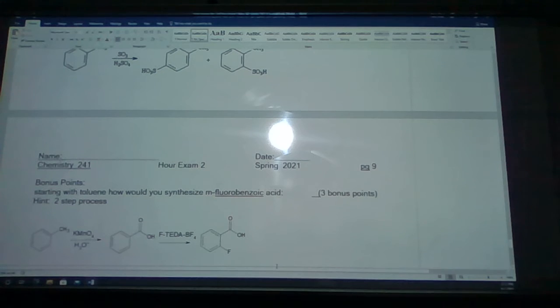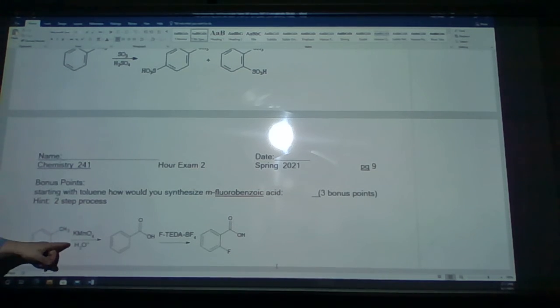And last one. Starting with toluene, how would you synthesize meta-fluorobenzoic acid? The hint was it's a two-step process, so you can't do this all in one step. So since you're starting with this, this is going to direct anything that I add to the ring either to an ortho position or a para position. But I want it to be meta. So we need to change this into a meta director.